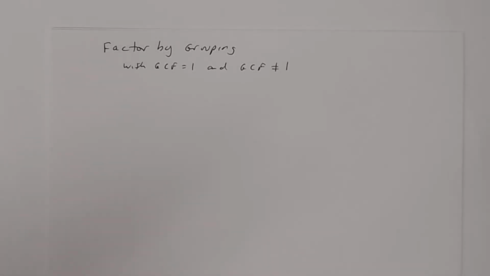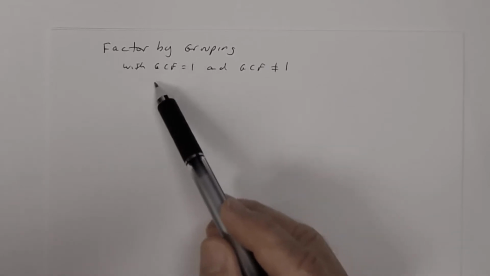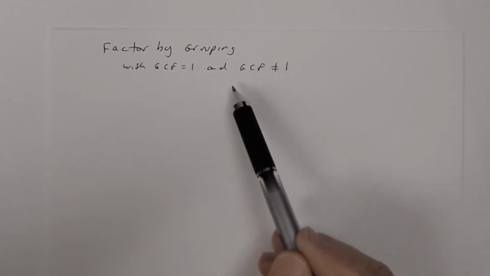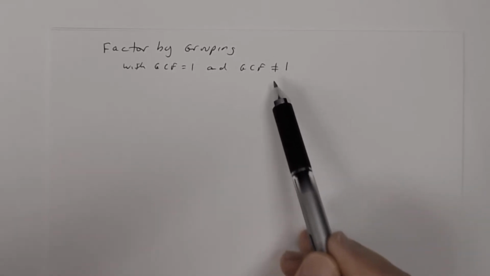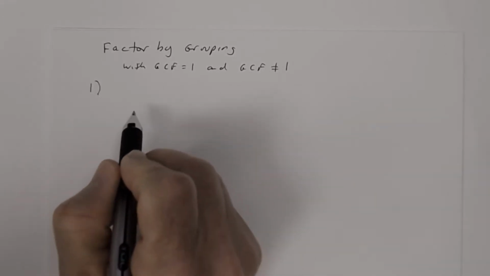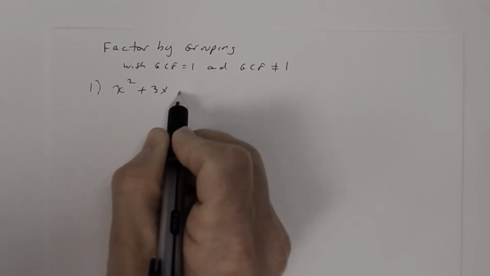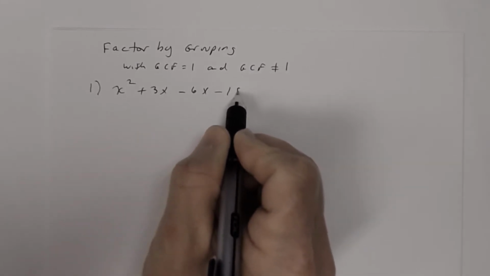Okay, so in this lesson, we're going to continue our discussion regarding factoring by grouping. We're going to review the previous lesson in which the GCF was 1, and then we're going to look at examples where the GCF is not 1. So let's review number 1: x squared plus 3x minus 6x minus 18.